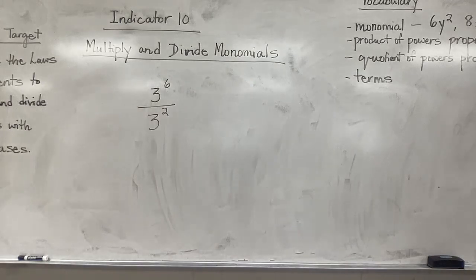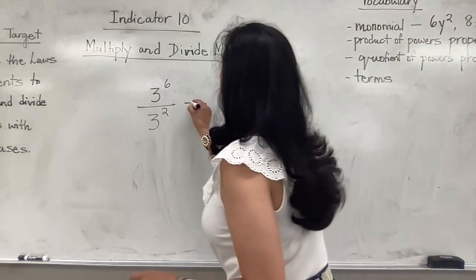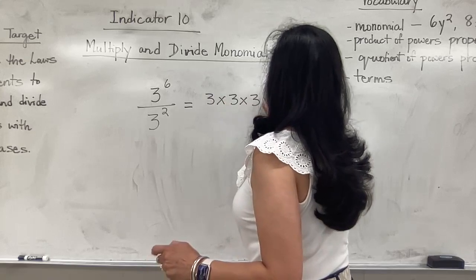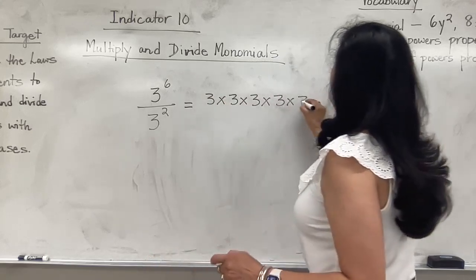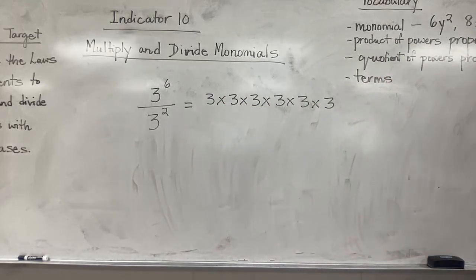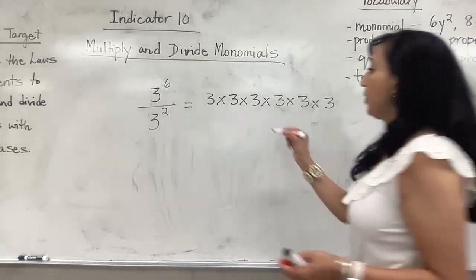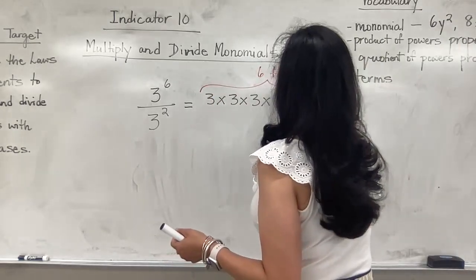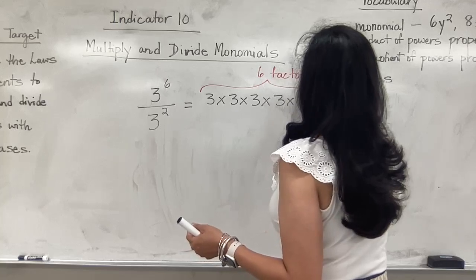The first step I wanted to show you is we can see that 3 to the 6th power is a product of how many factors? 6 factors, right? Because this means 1, 2, 3, 4, 5, 6. How many factors of 3 do I have? I have 6 factors of 3.